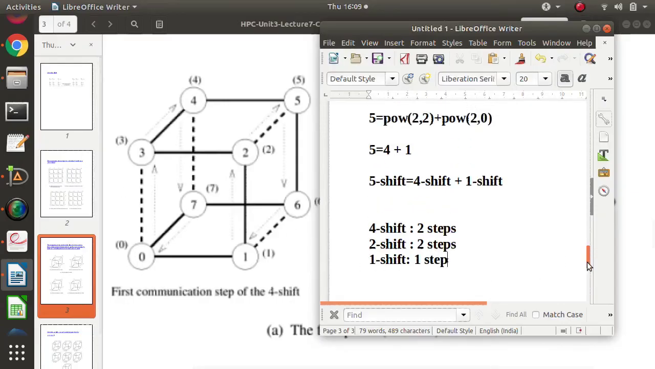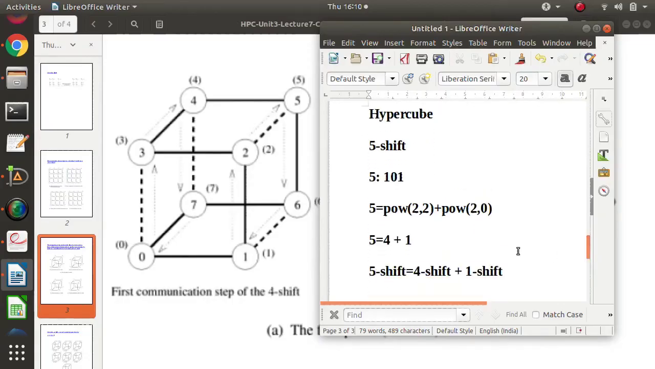So how is a 5 shift done over the hypercube? See, it is a 5 shift. So 5 is written in binary like this. In terms of powers of 2, we can write it like this. See, 2 to the power 2 because of this 1. Then 0, so no need to write 2 to the power 1. Then 1, so we can write 2 to the power 0. So 5 is the addition of 2 to the power 2 plus 2 to the power 0. In other words, you can say 5 is equal to 4 plus 1. 4 we got from here, 1 we got from here. So a 5 shift is done like this: a 4 shift and a 1 shift.